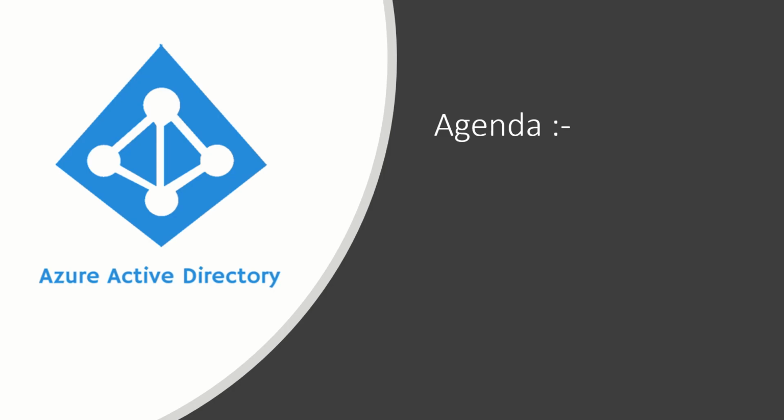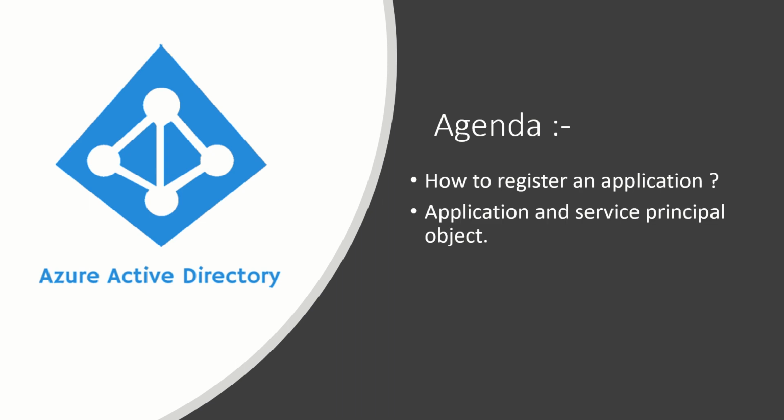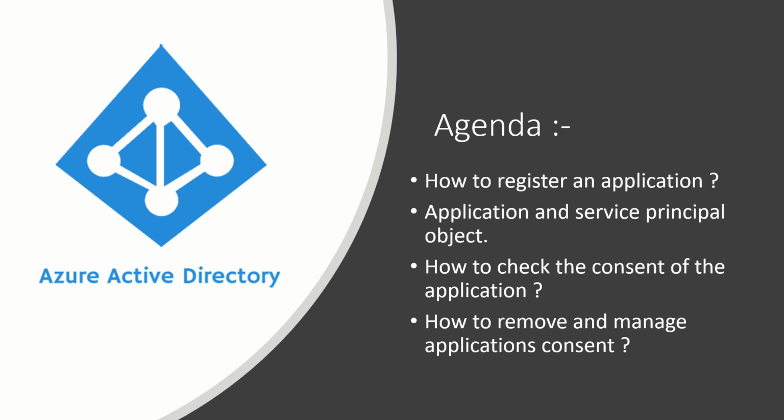And in this video, I'm going to talk about how you can register an application in Azure Active Directory that you are developing, which can be either specifically for your tenant or a multi-tenant application. What is a service principal object and an application object, and how they are created the moment you register an application in Azure AD. How to check the current consent that is mapped for one particular application, and how you can manage or remove the consent for a particular application, and that too user specific.